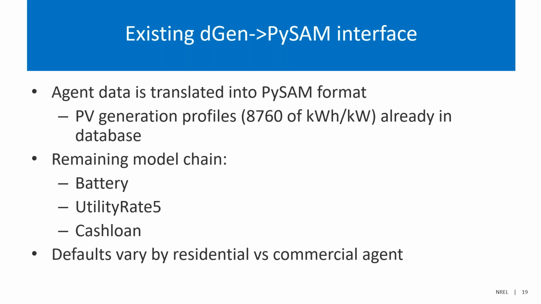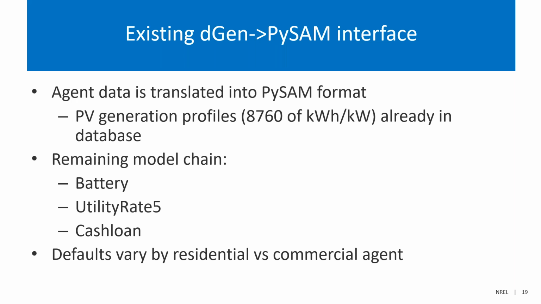The dGen data does include PV generation profiles already, so it has hourly kilowatt hours per kilowatt that then can be multiplied by system size during sizing, which leaves the remaining model chain that PySAM needs to run as the battery compute module, the utility rate 5 compute module, and the cash loan compute module.